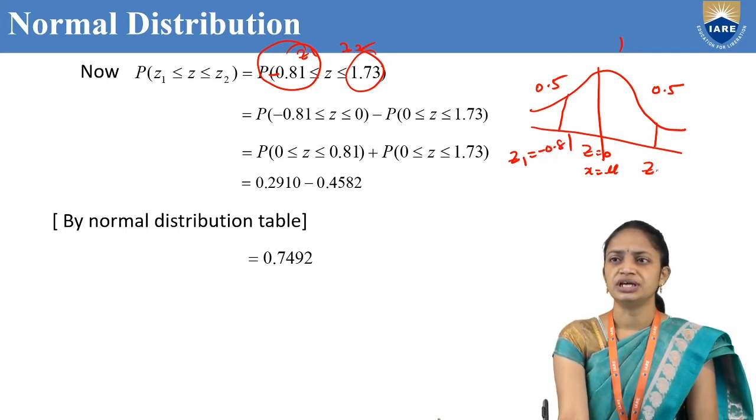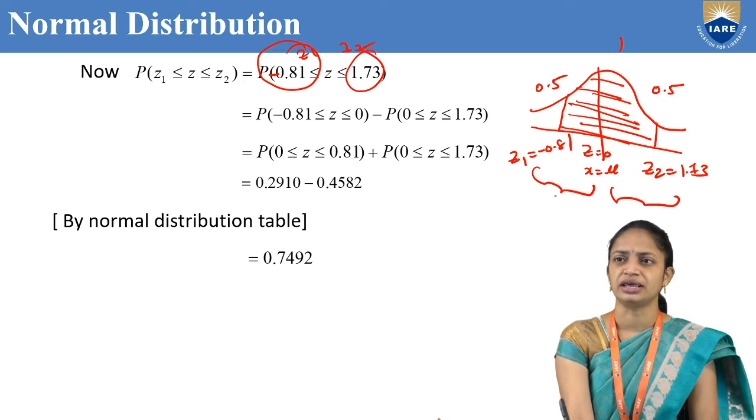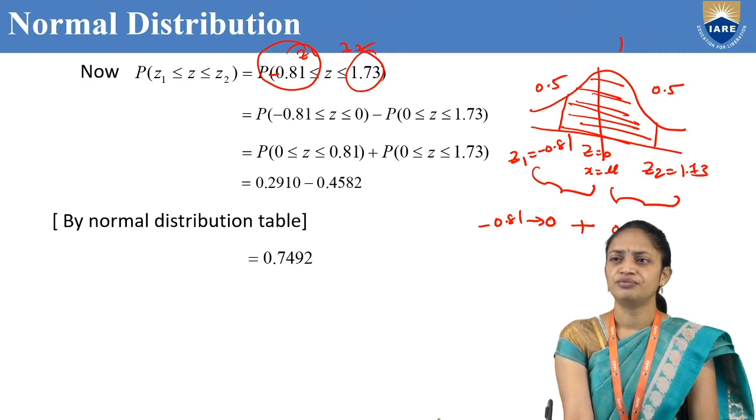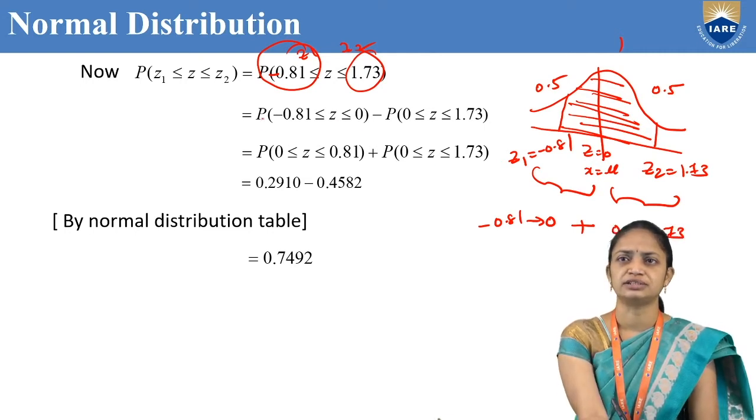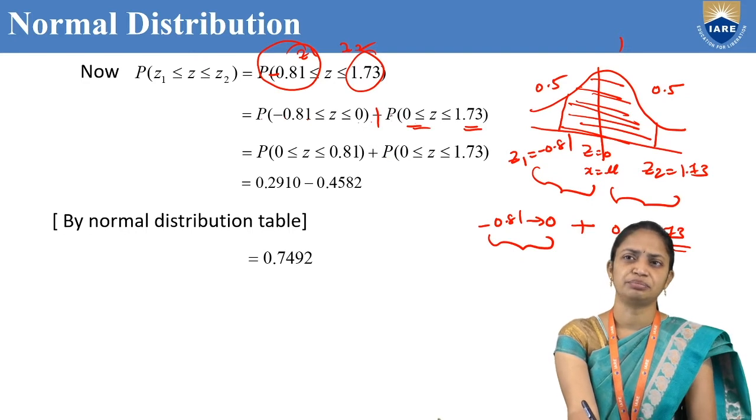And coming to the z2 value, here we have 1.73. We need the in-between area, so we need this total area. That means the area from here to here plus the area from here to here, that is, minus 0.81 to 0 plus 0 to 1.73. So we need this total area, that is the probability of minus 0.81 less than or equal to z less than or equal to 0, plus the probability of 0 less than or equal to z less than or equal to 1.73.